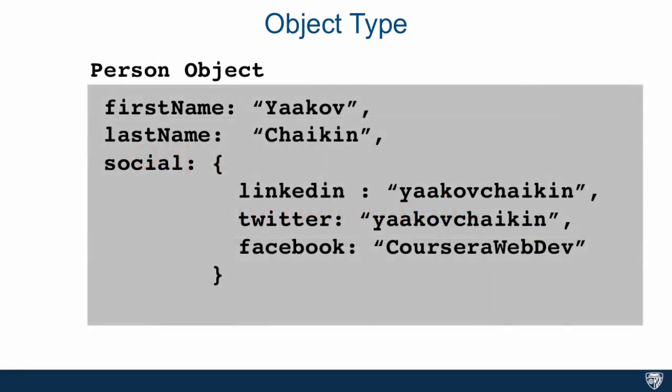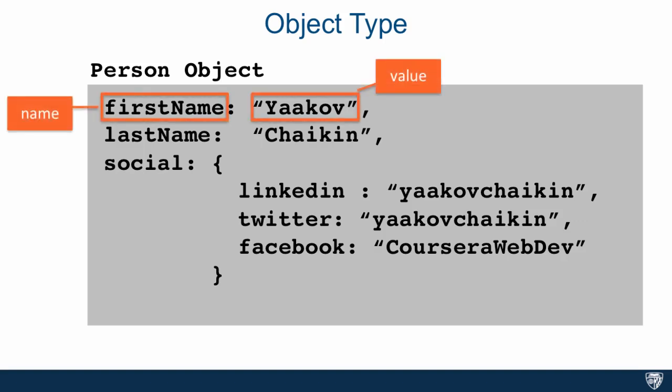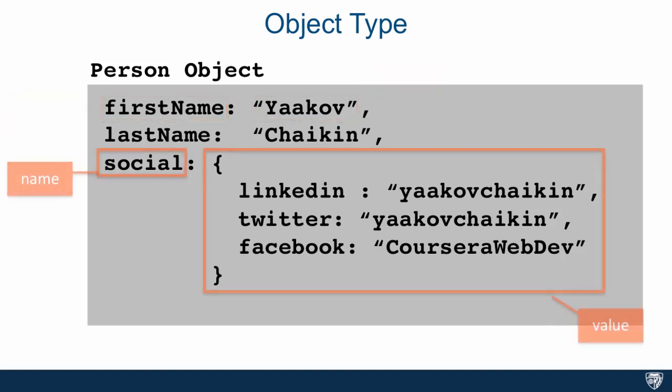So here I have a person object. It has a bunch of different name-value pairs. First name Yaakov, last name Chaiken, social, and so on. So first name would be the name, and Yaakov would be the value. And so too, a value doesn't necessarily have to be a single value. It could be a nested object. So a name here, for example, is social, the name of the property of the object, and the value of that property is an entire other object that has, again, name-value pairs.